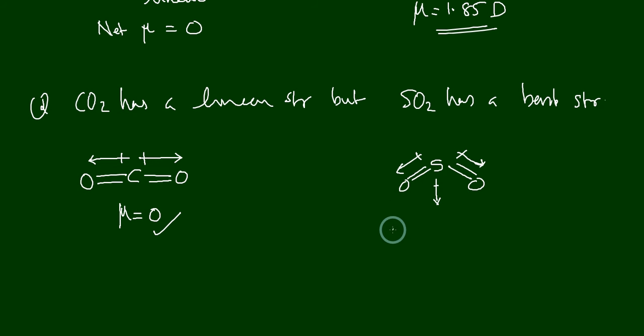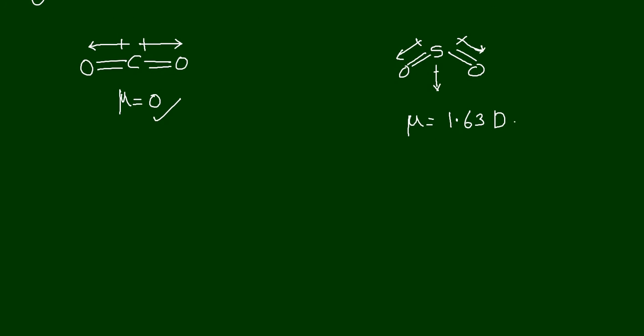If we look at the dipole moment of this sulfur dioxide, we can see that its dipole moment is 1.63 Debye. Okay, it's a non-zero value. It means that sulfur dioxide has a bent structure. Whereas if sulfur dioxide were linear like carbon dioxide, it would have a zero dipole moment. But we have a non-zero dipole moment for sulfur dioxide. It means that sulfur dioxide has a bent structure. So that is the second example.